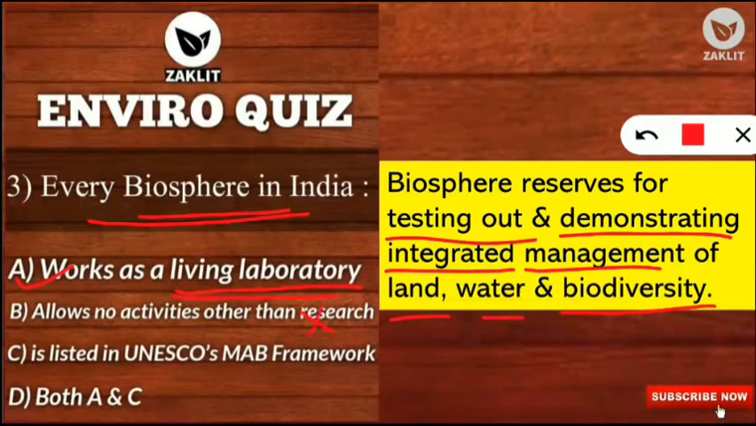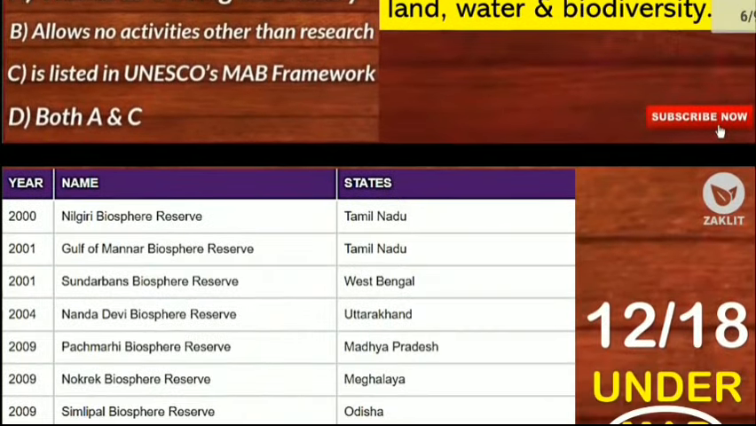It is wrong, because for human recreation and other ecological purposes, biosphere reserves are also used with certain rules, and then it is listed in UNESCO's MAB framework, that means Man and Biosphere framework under UNESCO. So not every biosphere reserve in India is under UNESCO's MAB program. What are these? We will know in the next slide.